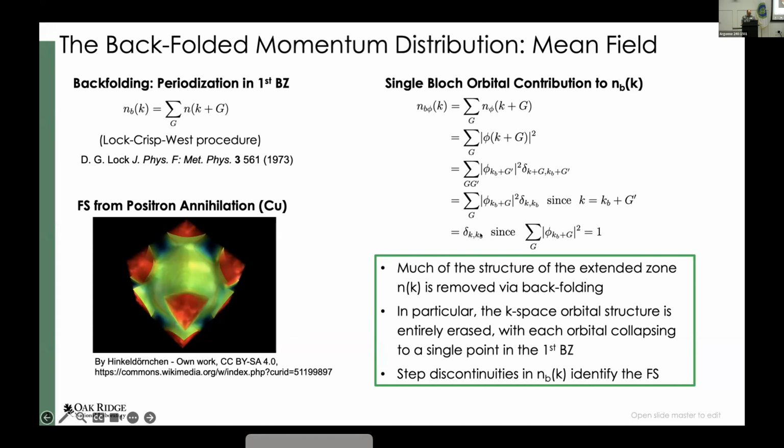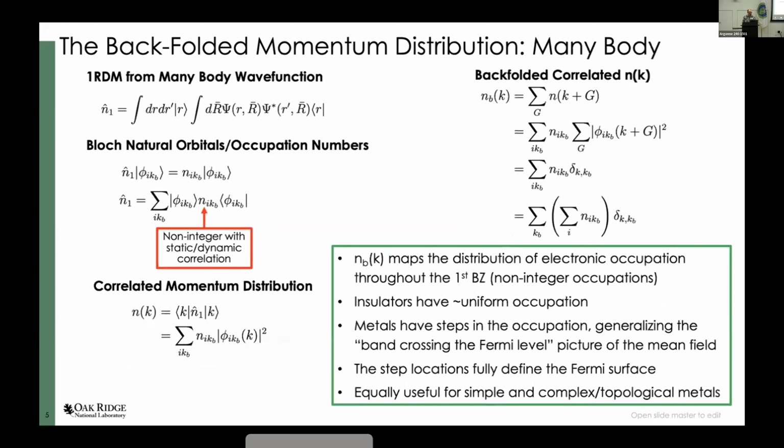And what the Fermi surface shows up as in this context is step discontinuities in the backfolded momentum distribution that allow you to uniquely identify where the Fermi surface is. Okay, so what's that look like in a correlated setting?